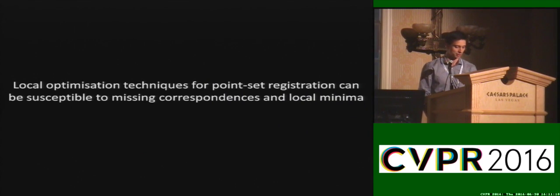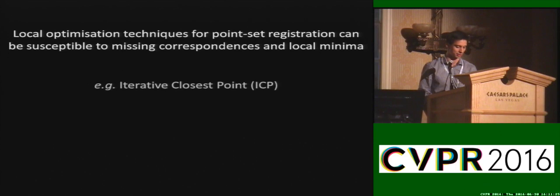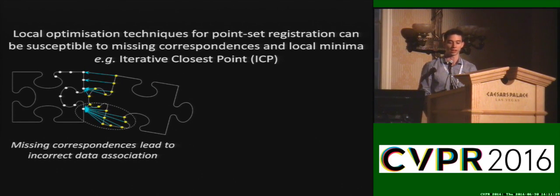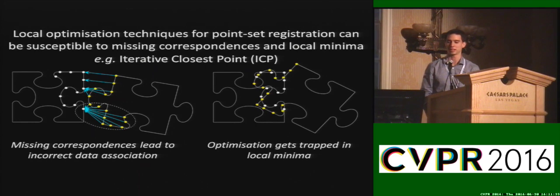Local optimization techniques for point set registration, such as iterative closest point, can be susceptible to missing correspondences and local minima. Missing correspondences can lead to incorrect data association, and without a good initialization, optimization can get trapped in local minima.